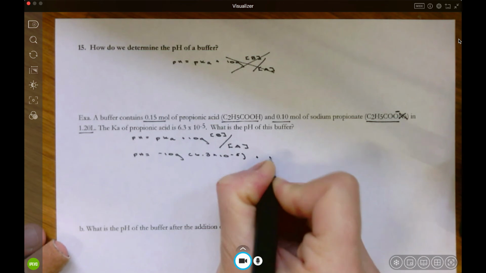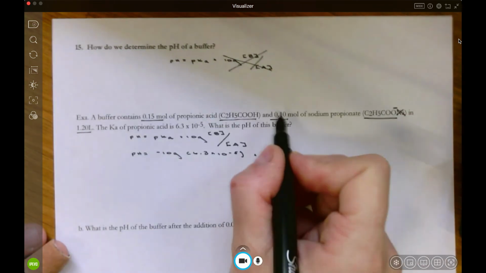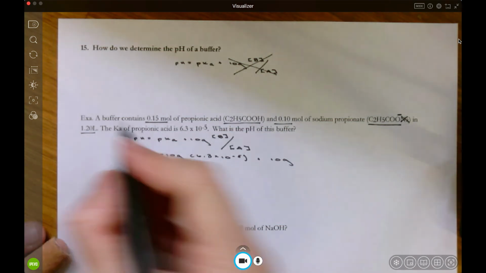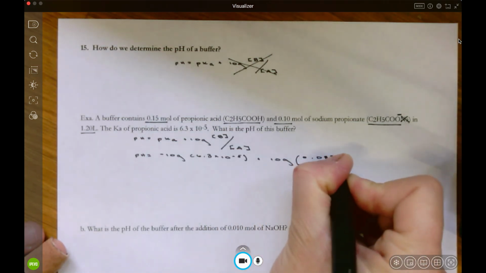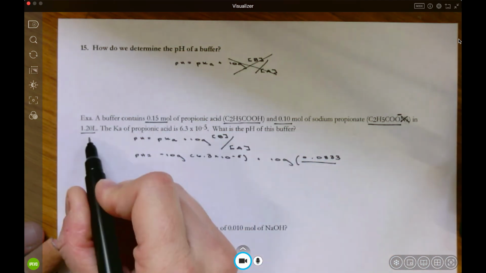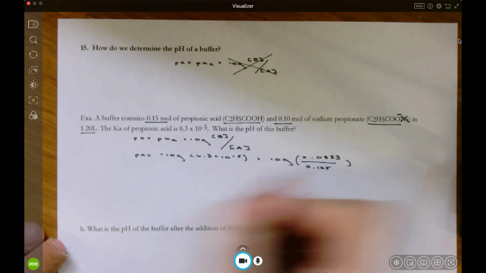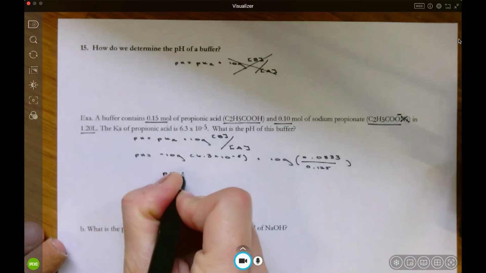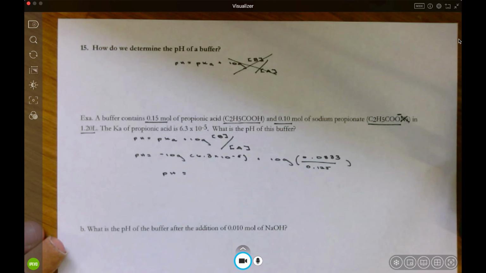The concentration of my base is just going to be 0.1 divided by 1.20, which is 0.0833. And then for my concentration of my acid, divide that, and I get 0.125. And so you can easily figure out the pH, which I actually didn't calculate, funnily enough. So you can figure that out.